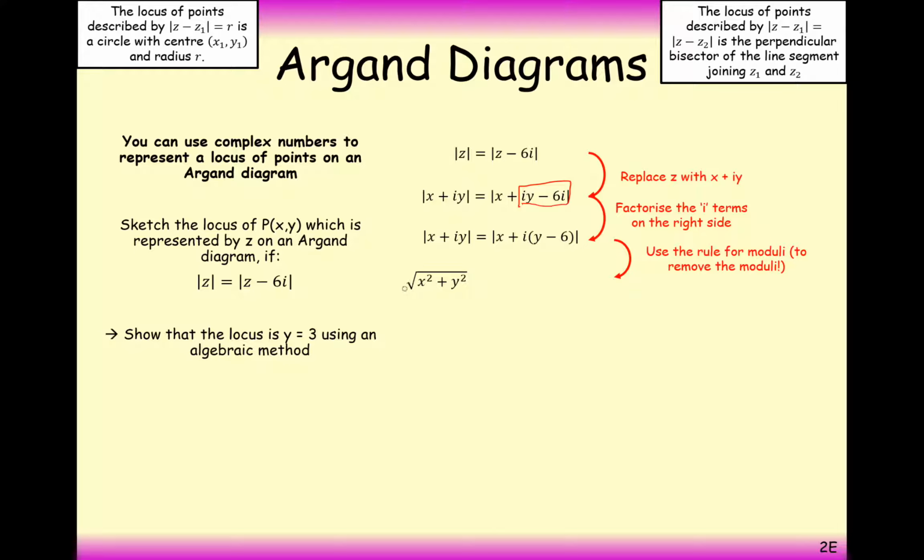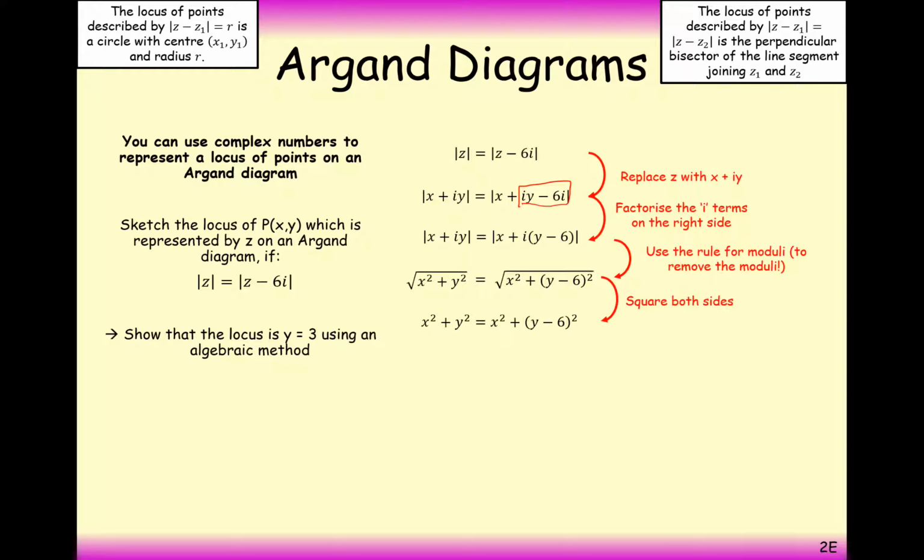The modulus symbol gives us the square root of x squared, the real part squared, plus the imaginary part squared. That's the definition of modulus. And this is going to equal the real part squared add the imaginary part squared. What's different on the right hand side is that the imaginary part is y minus 6 squared. And now we just need to solve this equation. Hopefully we get an answer of y equals 3.